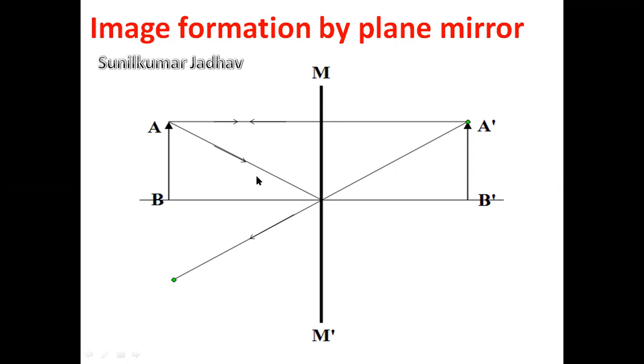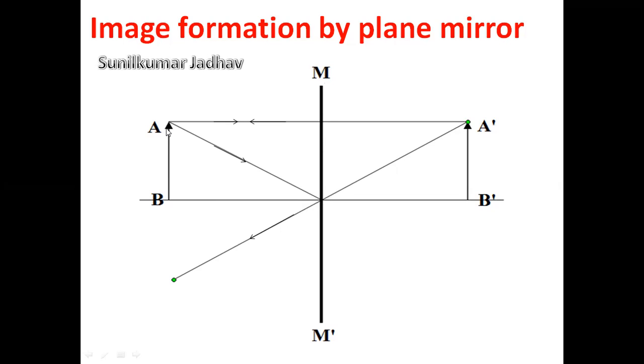And law two: the incident ray, the reflected ray, and the normal all lie in the same plane. These are the two laws related to reflection of light. Let us use those to understand the image formation by the plane mirror. Here in this figure, I have taken this mirror. This is the principal axis. Here I have taken object AB, which is kept on the principal axis.